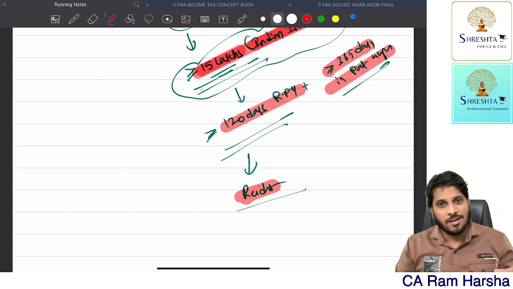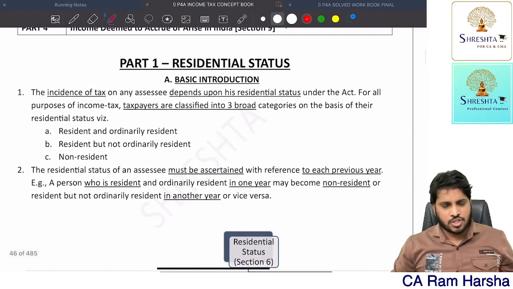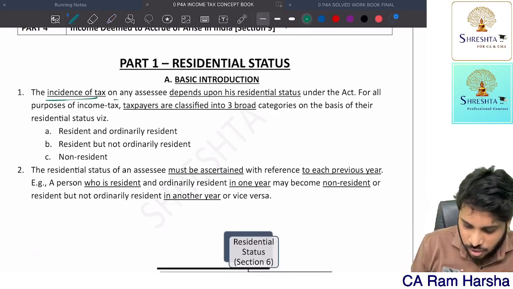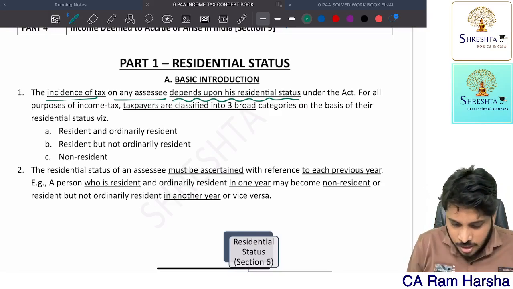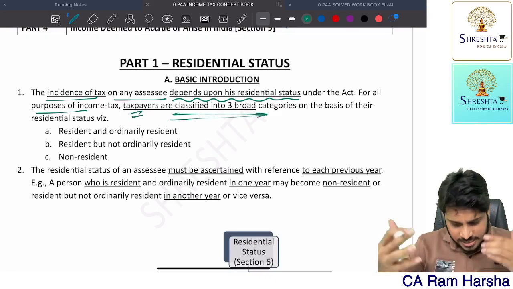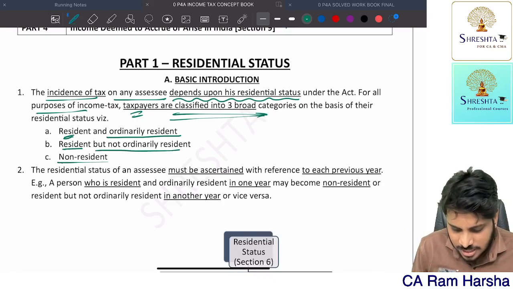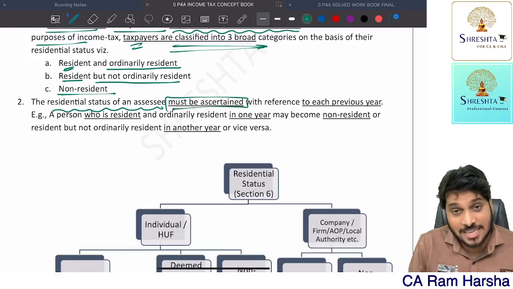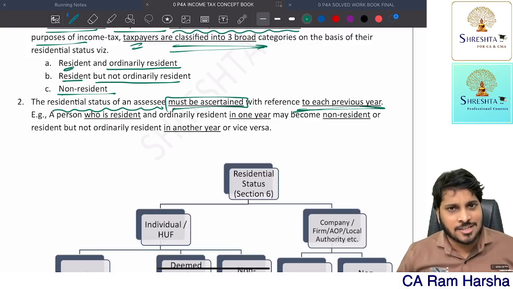Clear? Now let us look at each and every case by reading the original provision. First of all, what is residential status? The incidence of tax on any assessee depends upon the residential status under the Act. For the purpose of income tax, taxpayers are classified into three broad categories under Indian law: resident and ordinarily resident, resident but not ordinarily resident, and non-resident. The residential status of an assessee must be ascertained with reference to each previous year. Obviously, for every year we should calculate residential status.